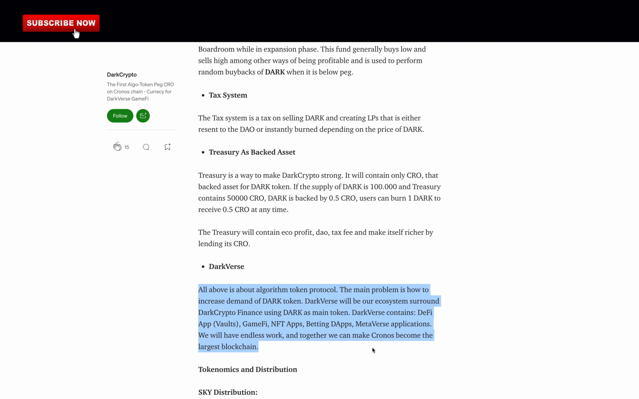The Darkverse. All above is about the algorithm token protocol. The main problem is how to increase demand of the Dark token. Darkverse will be our ecosystem surrounding Dark crypto finance, using Dark as the main token. Darkverse contains DeFi app vaults, GameFi, NFT apps, betting dApps, and metaverse applications. We will have endless work, and together we can make Cronos become the largest blockchain.